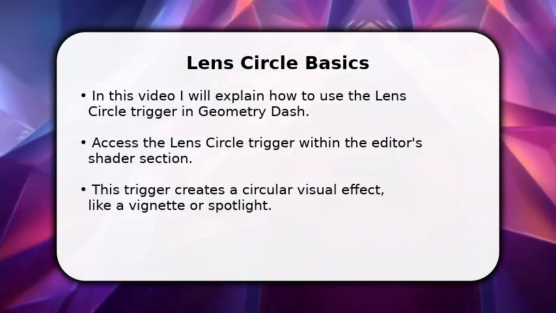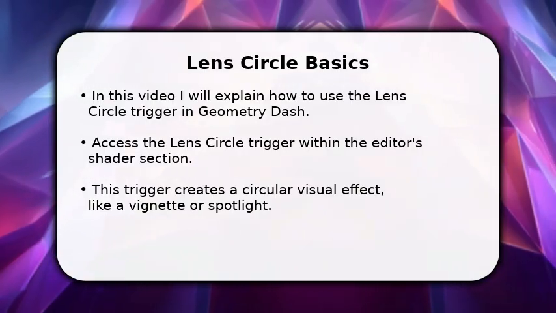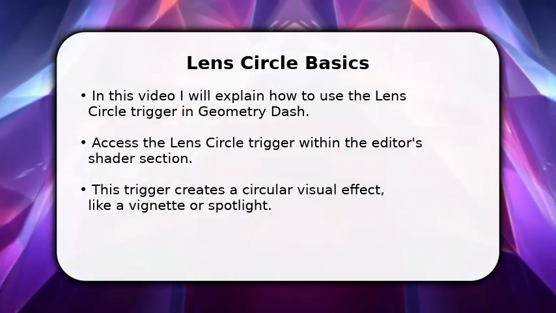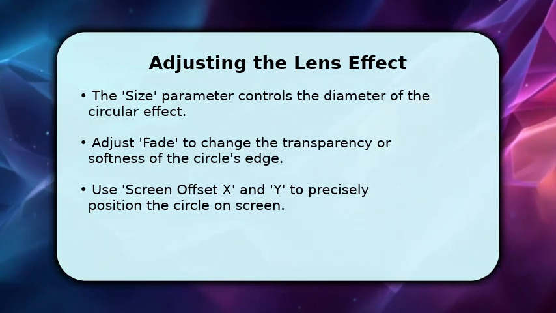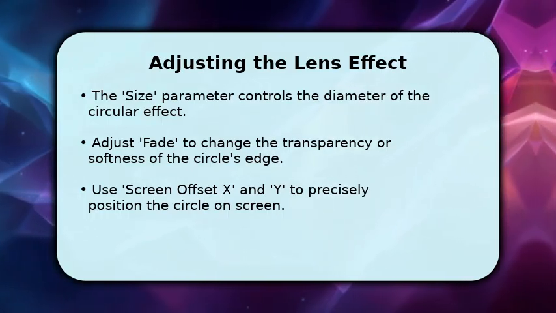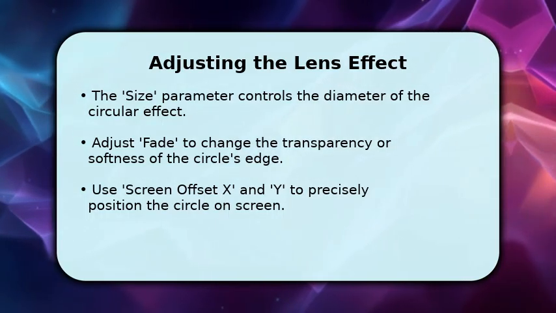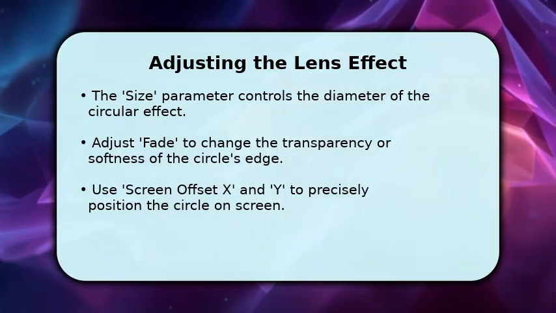We will cover its core functions, including adjusting its size, fade, and screen position to get you started with your creative designs. Now, let's dive into adjusting the lens effect. The size parameter is crucial, as it dictates the overall diameter of your circular visual. Experiment with fade to make the edges sharp or soft, creating a smooth transition.